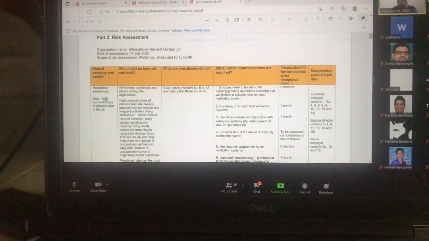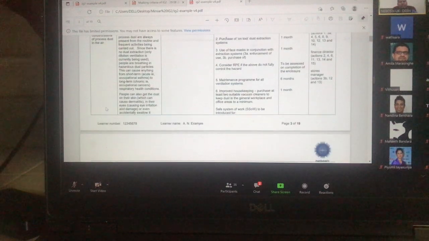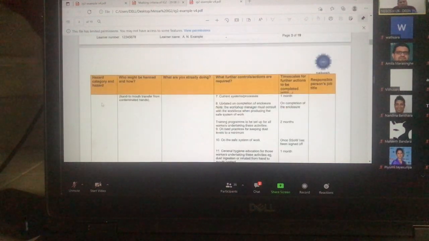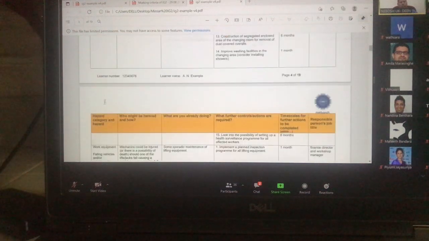So now one more thing you must do here. You have to put the numbers now. The hazard there. So write number 1, hazardous substance. Once you have written one, you have to write 9 more. Number them 1, 2, 3.